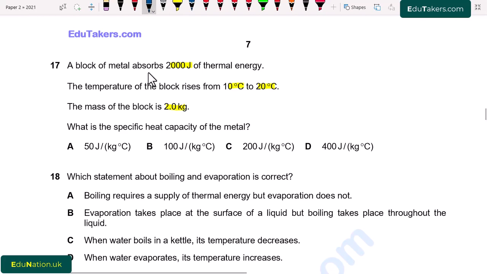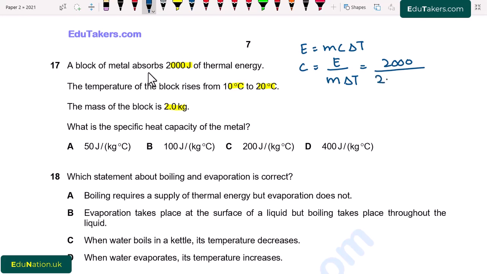So I write here energy is equal to mc delta T, where C is the specific heat capacity. So C will be equal to E over m delta T. Delta T is change in temperature. So energy is given 2000, divided by mass is 2.0, multiplied by change in temperature.